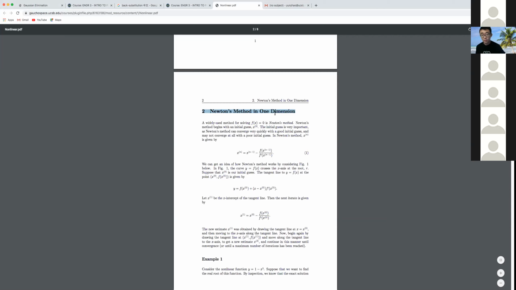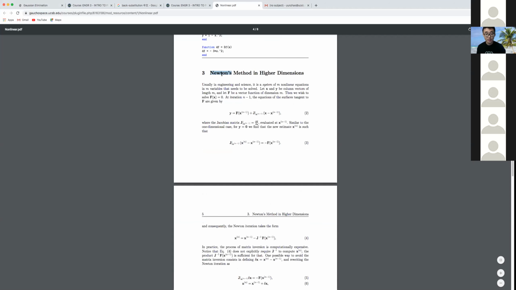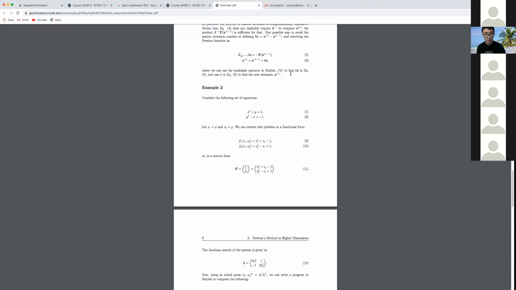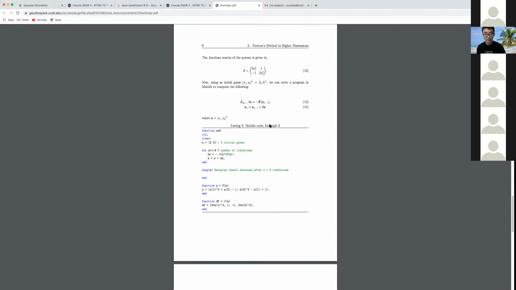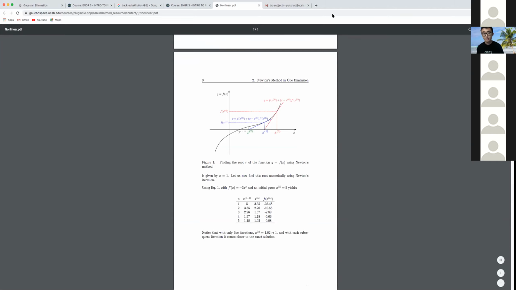That covers the theoretical parts of Gaussian elimination and Newton's method. Newton's method can also work in higher dimensions. The idea is similar, just applied to 2 dimensions or 3 dimensions. Okay, any questions so far?